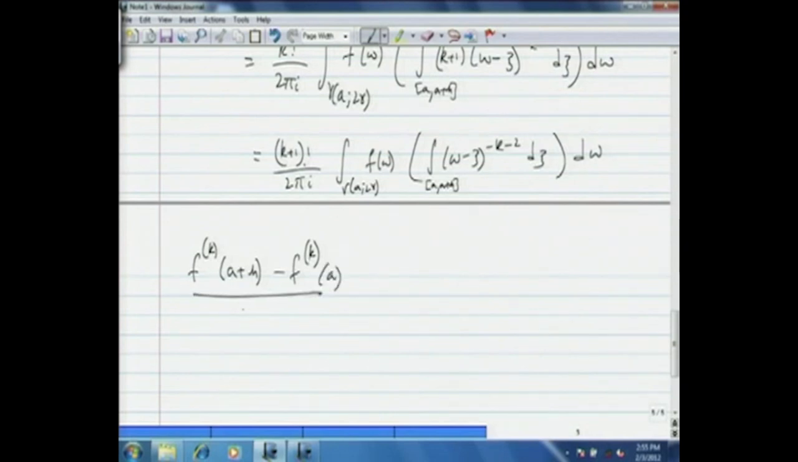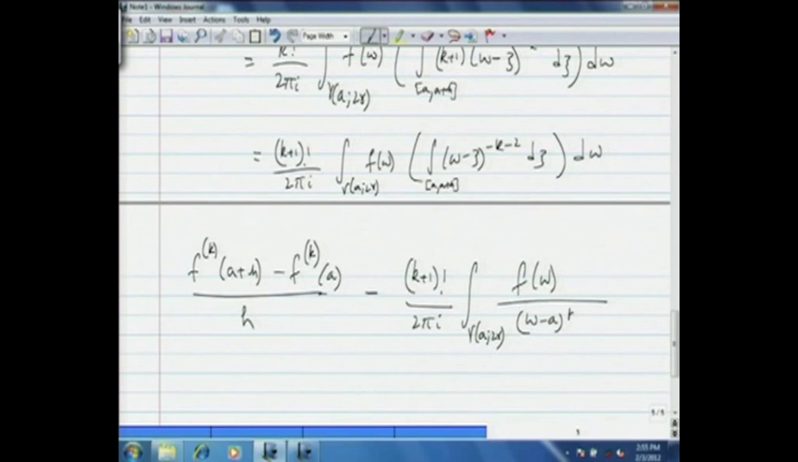Okay. And then when we divide this by h, let us try to estimate this quantity: minus (k plus 1) factorial divided by 2 pi i times the integration over gamma a to r of f of w divided by (w minus a) raised to k plus 2 dw. Okay. This is the desired expression. We want to show that the k plus 1th derivative of f at the point a has this form. Okay. And then we have constructed some expression which is equal to the numerator of this expression here. And then we will now estimate this difference.